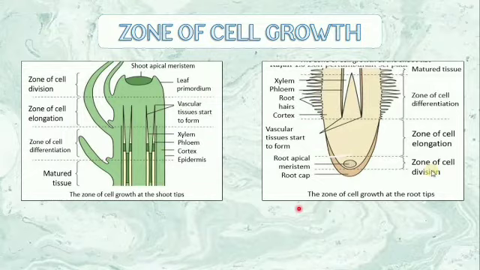There will be 4 zones of cell growth. At the shoot tips, from the top, it starts with zone of cell division, then zone of cell elongation, followed by zone of cell differentiation, and the last one will be matured tissues. Vice versa at the root tips, zone of cell division starts from the bottom, followed by zone of cell elongation, then zone of cell differentiation, and the last one will be matured tissues.